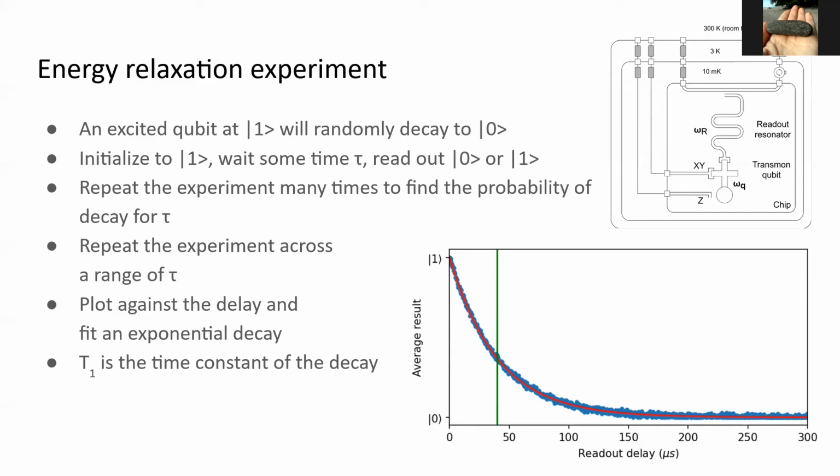And then we repeat that across a range of values of tau to get a plot like this. And we can plainly see an exponential decay. And we just find the 1/e decay point, and that is our time constant, T1.